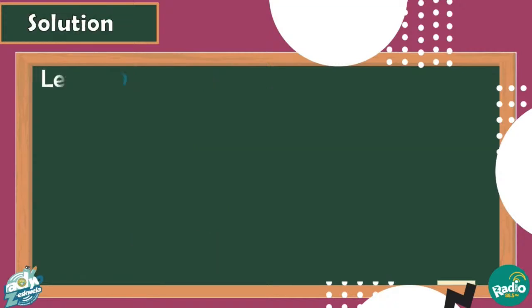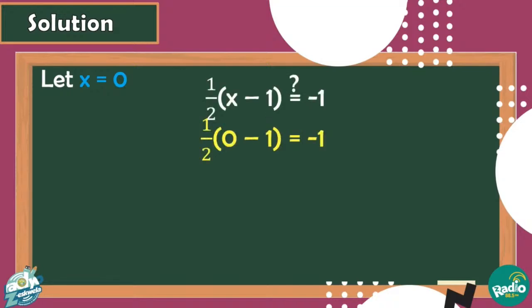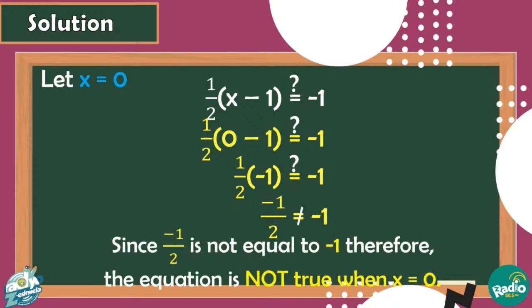How about the third value of x, which is 0? Copy the given equation, substitute the value of x, which is 0, simplify, and the equation becomes negative 1 over 2 is equal to negative 1. Is this true? Since negative 1 over 2 is not equal to negative 1, therefore, the equation is not true when x is equal to 0.